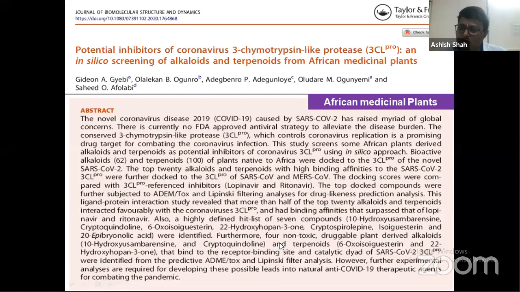So you can use a natural product database, you can use a specific natural product plant, or you can use a synthetic small molecule database for your discovery of COVID-19 drugs.